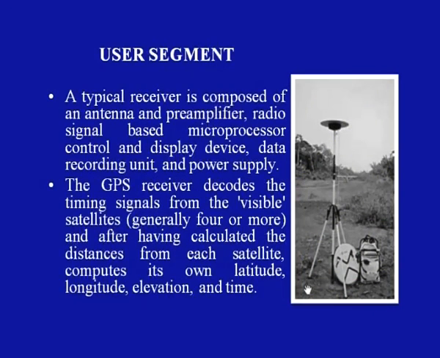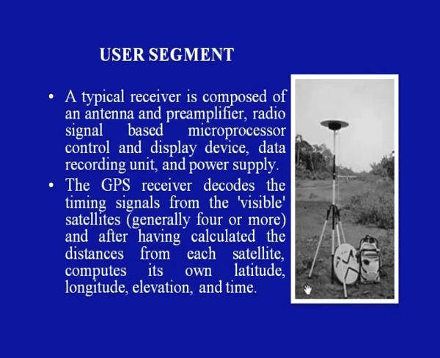The next slide shows a view of the GPS receiver. We can see that a typical GPS receiver is composed of an antenna and a preamplifier, a radio signal based microprocessor controlled and display device, a data recording unit and a power supply.